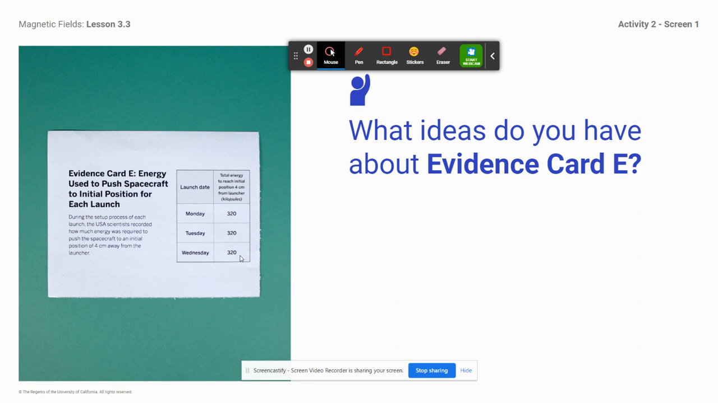So just looking at that information, what I notice is that the energy necessary Monday, Tuesday, and Wednesday was always the same no matter what. Energy was the same Monday, energy was the same Tuesday, energy was the same on Wednesday. So I might take my pen and I might write something. Please excuse the penmanship here. Initial, and then I might say strength. The same.